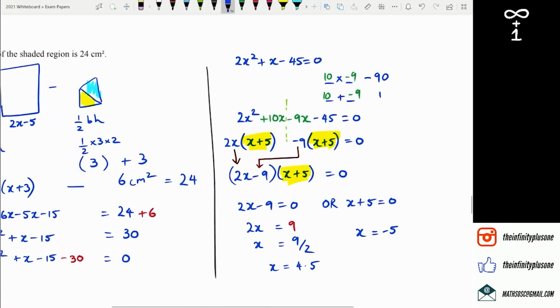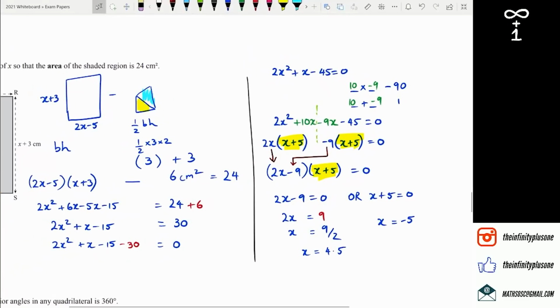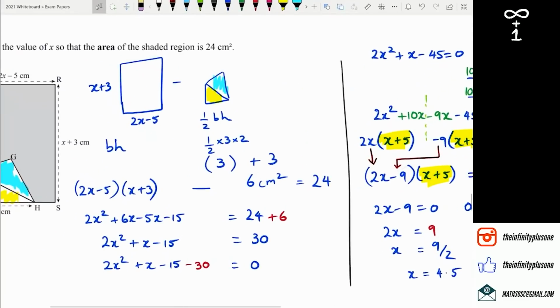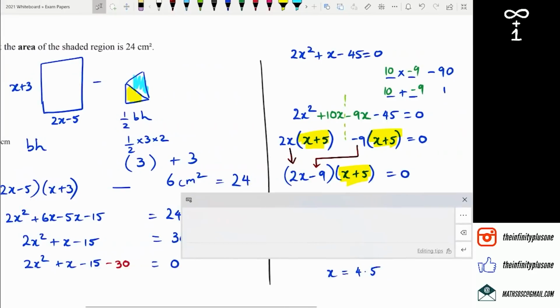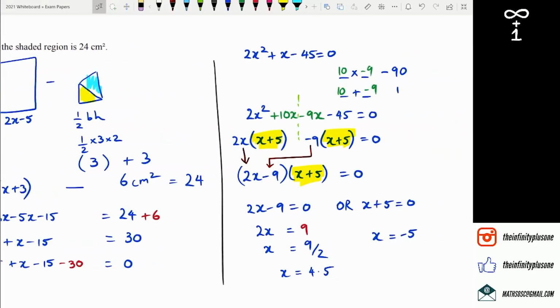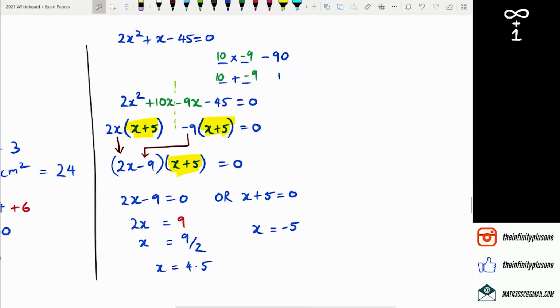Now, really important in this case, if you look at what we're trying to find in this question, we are trying to figure out what x is. And here, we've got two answers for x. One of them is negative 5, so we have to say x equals 4.5 as x can't be negative. I always say this, it's just something that's good to know in terms of writing the answers out like this as well.